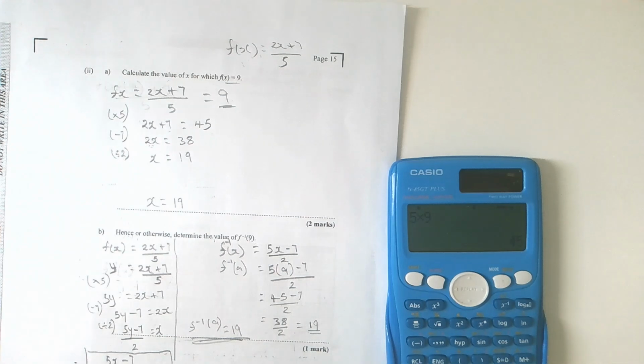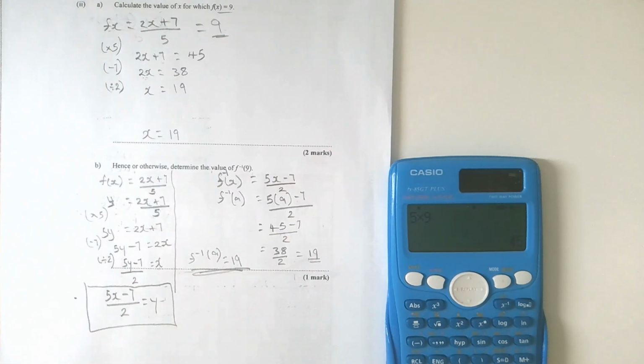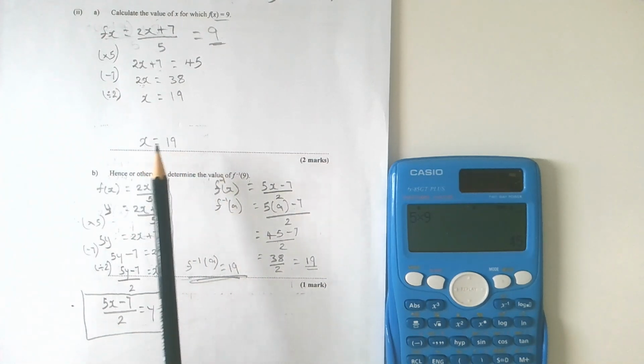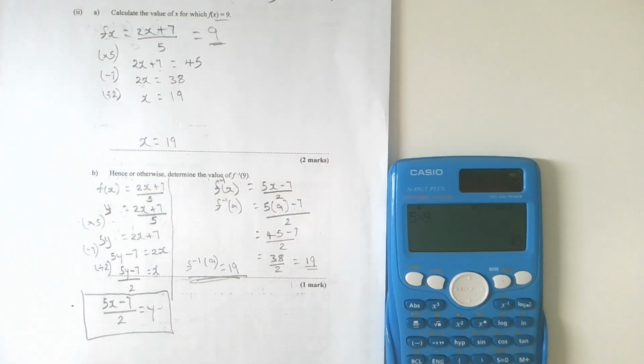This is a bit messy, but hope you understand the process. Yeah, our f inverse formula, and we substituted back our values, which gives us our answer as 19, which is the same as our f of x value. Moving on.